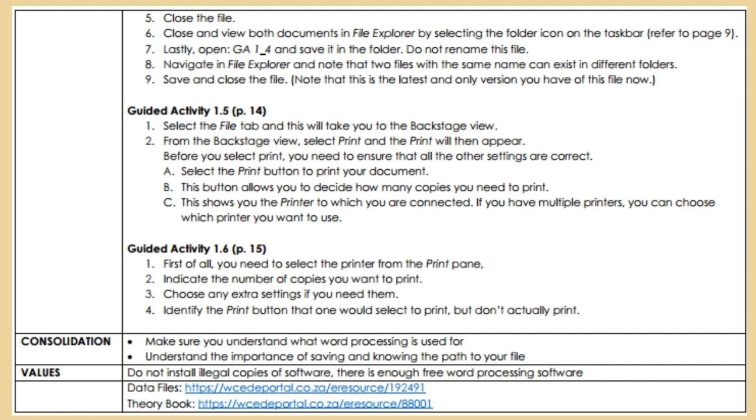Guided Activity 1.6, p15. 1. First of all, you need to select the printer from the print pane. 2. Indicate the number of copies you want to print. 3. Choose any extra settings if you need them. 4. Identify the print button that one would select to print, but don't actually print.